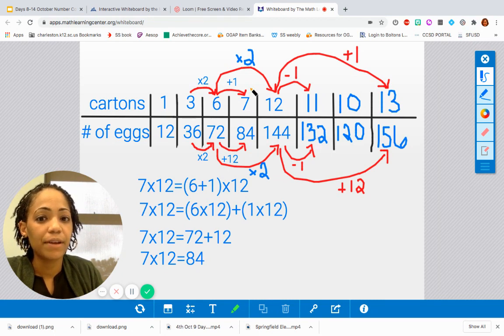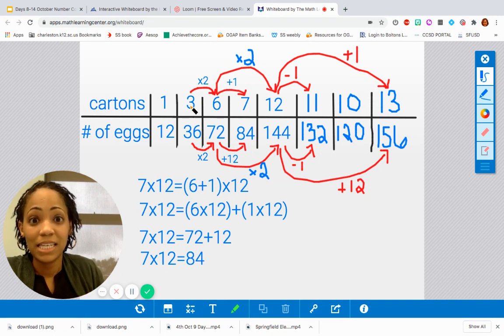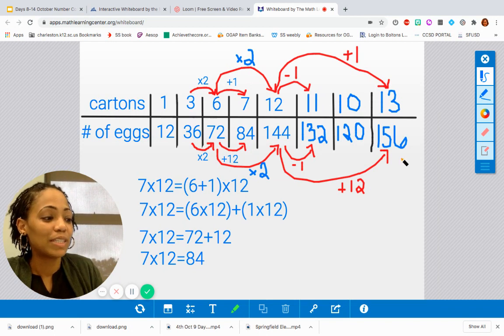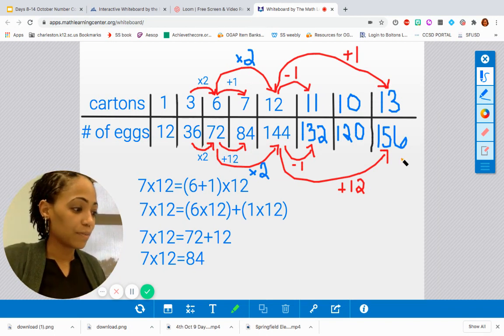Can anybody see another way that we could have gotten 13? Using what we already have here. Yeah, we could have combined our 10 times 12 plus our 3 times 12, which is going to give you 13 times 12, and we'd still end up with the very same answer.